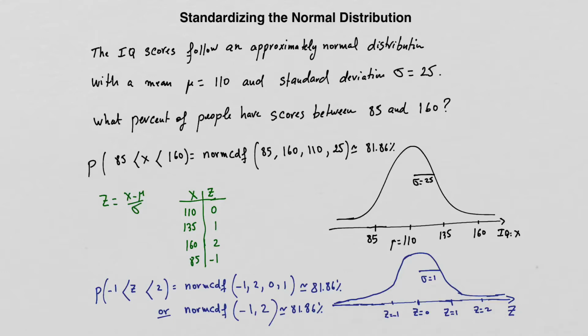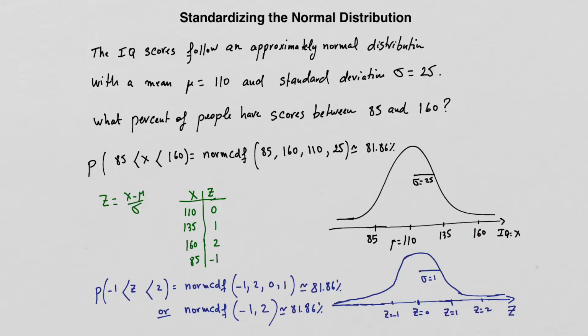So a question which is extremely similar to the ones we've done before. I'm not doing it for review. I'm doing it to do something else, okay? So what percent? We're looking for a probability. We're looking for an area under the curve. We're looking for a percentage. We're looking for a ratio of people who have scores between 85 and 160. So here is 85. Here is 160.